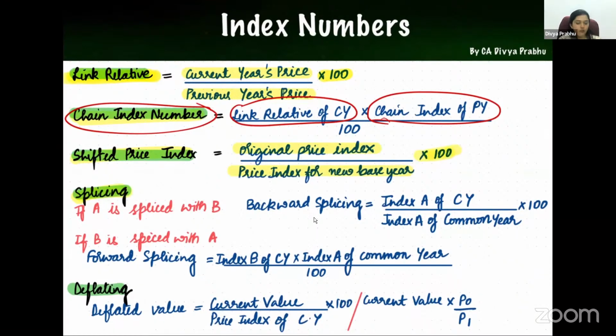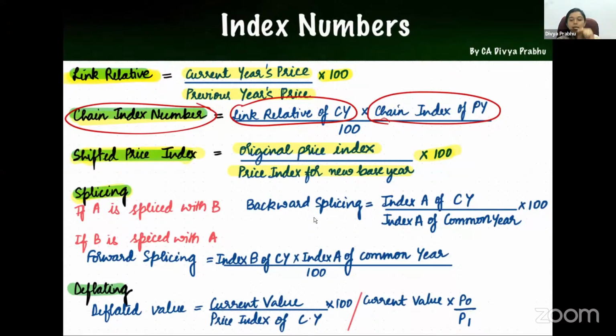Then we have a concept of splicing. So before understanding the concept of splicing, what is the difference between shifting of price index and splicing? Understand that in shifted price index number, what happens is the base year is shifted. Let's say for example, 1990 was the base year. Today, 2023, where I stand, government felt that 1990 is very old. It is too old. I want to change the base year now. So, I will shift the base year from 1990 to 2000. This is shifting of base year.